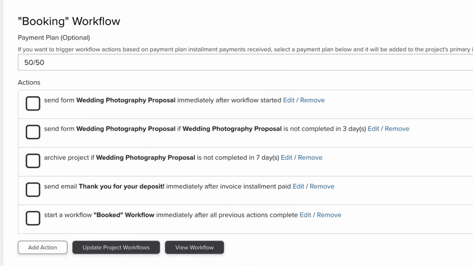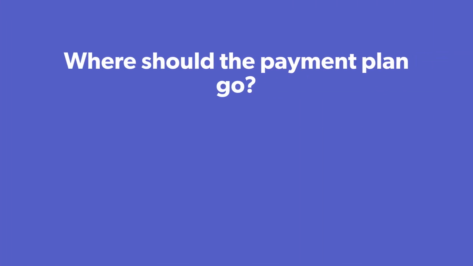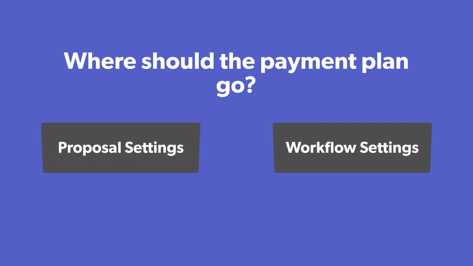So from a business process and workflow perspective, you should only have your proposal and payment plan getting applied into your project when you're ready for an invoice to be created. This is where building workflows in phases can help greatly, rather than building one long workflow. Which leads us to our next 2 points, which are, where should the payment plan go then? In the proposal settings or the workflow settings, and why?